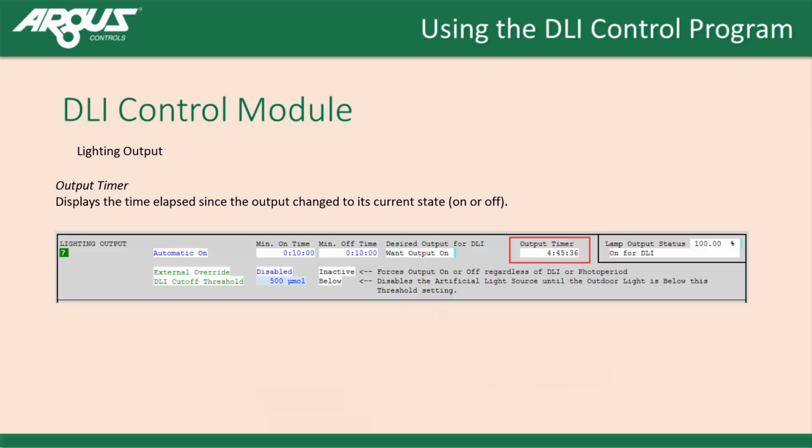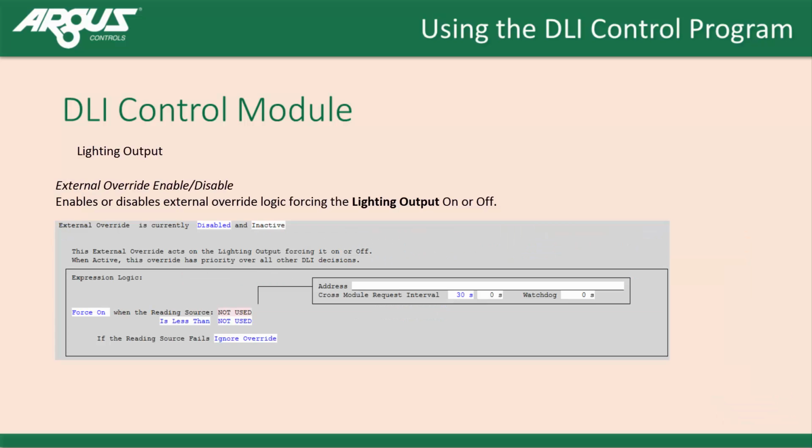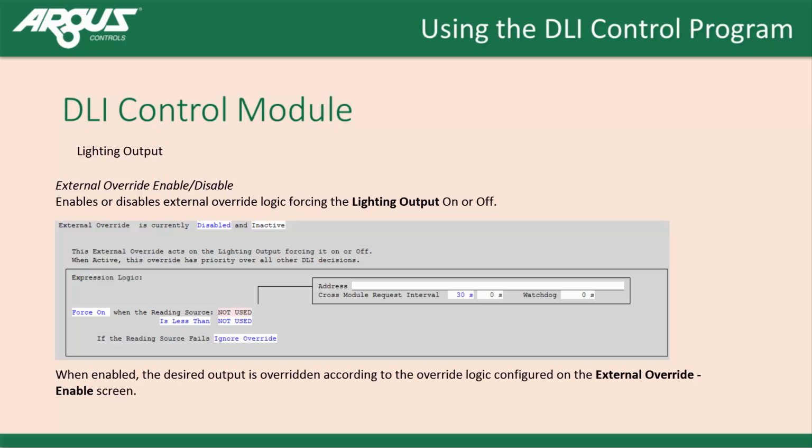Output timer. Displays the time elapsed since the output changed to its current state of on or off. External override enable or disable. Enables or disables external override logic, which forces the lighting output on or off. When enabled, the desired output is overridden according to the override logic configured on the external override enable screen.